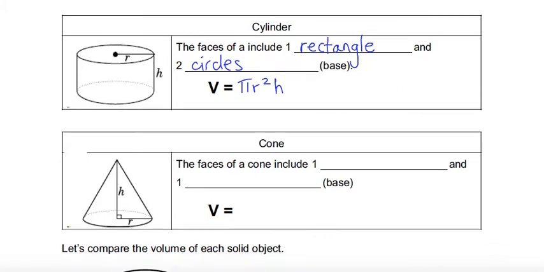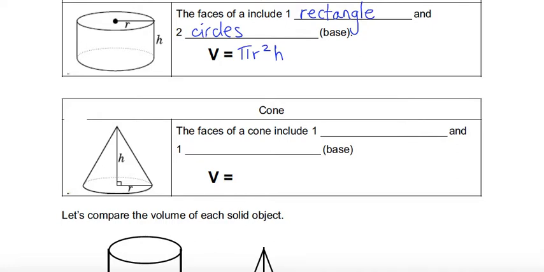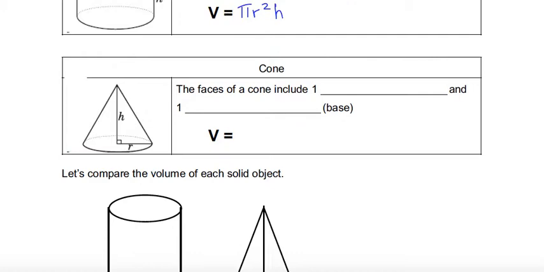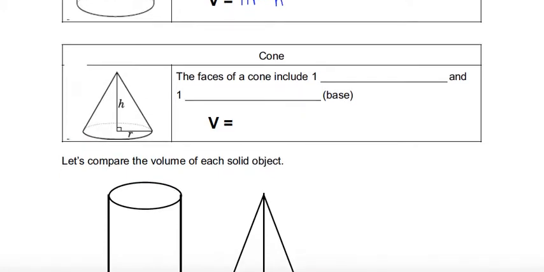Now we're going to take a look at a cone. So if you have a party hat at home, you might want to deconstruct it to take a look at how you would actually create that cone shape. So the face of a cone actually includes one sector of a circle.